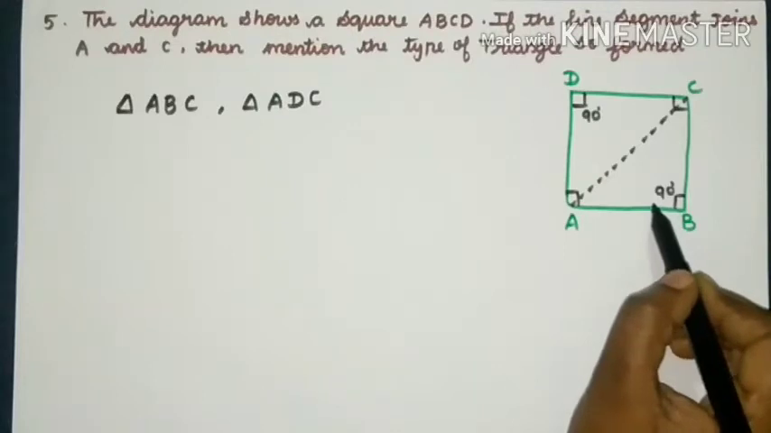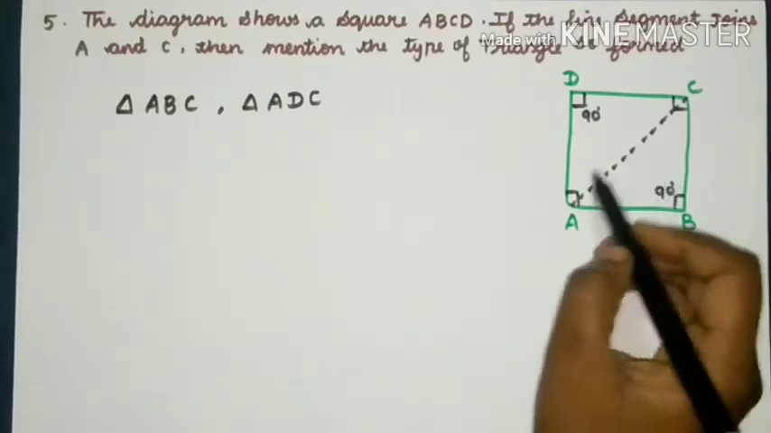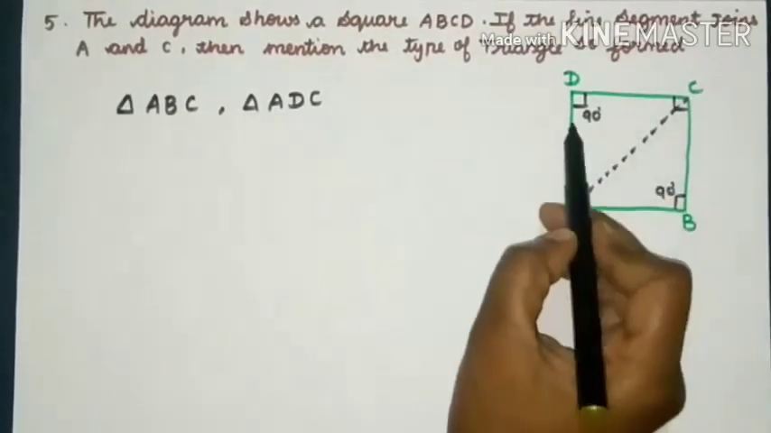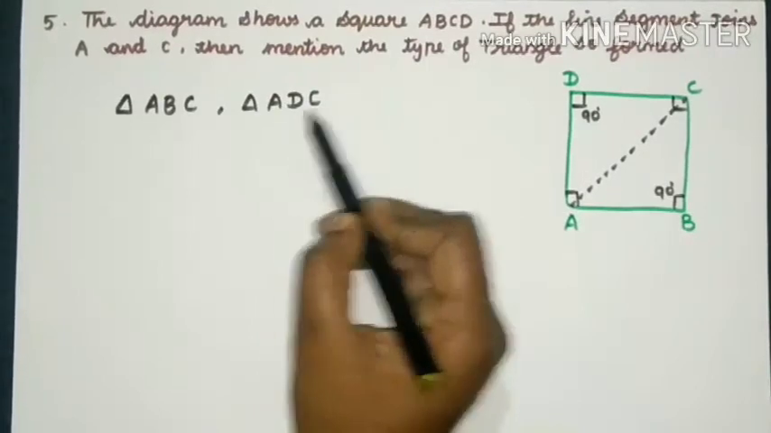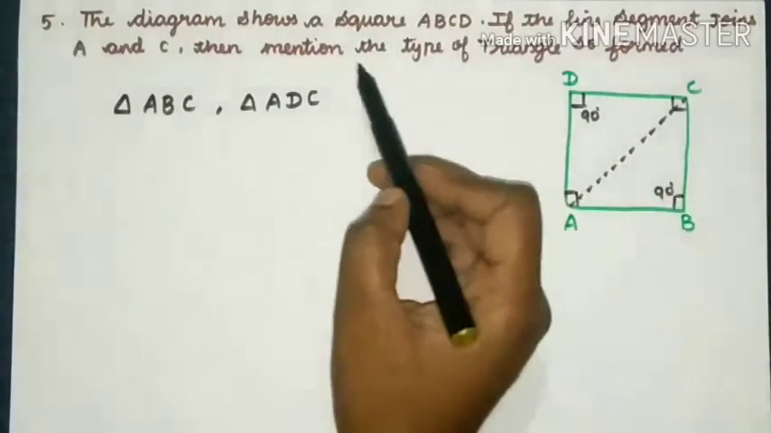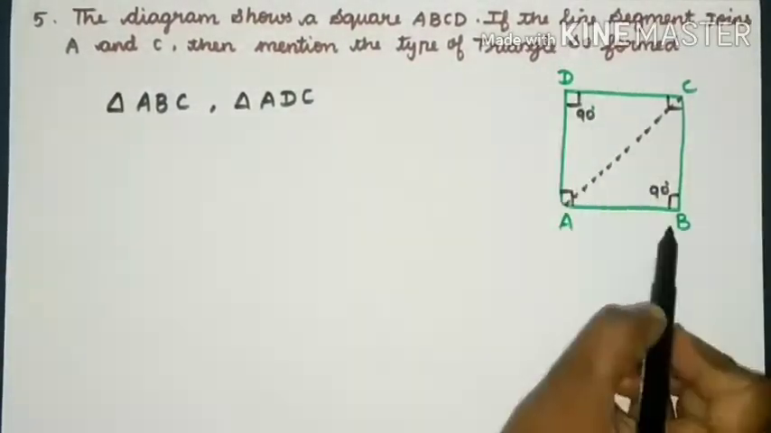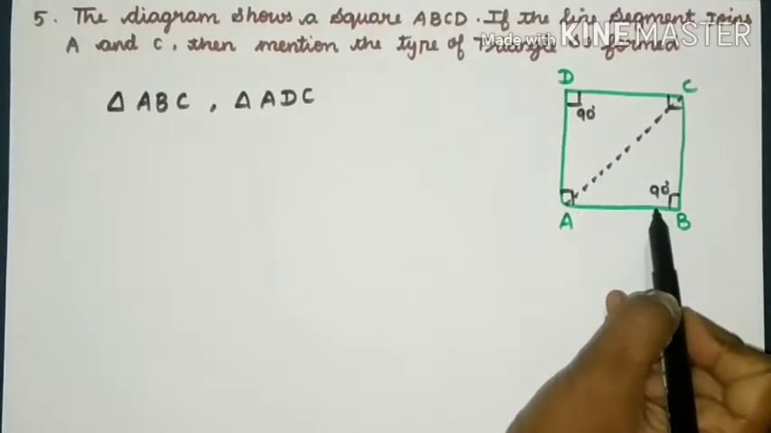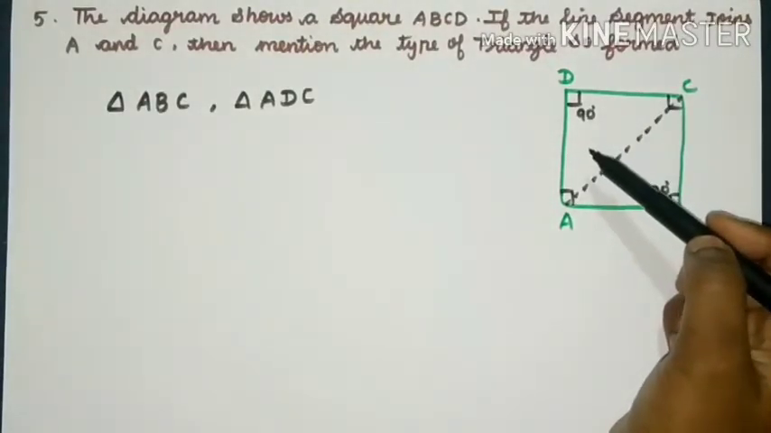One of the angles is 90 degrees means what? Yes, it is a right angled triangle. And in triangle ADC also one of the angles is 90 degrees. So triangle ADC is also a right angled triangle. We have to mention the type of triangle. So both triangles are right angled triangles. And one more clue is also given.